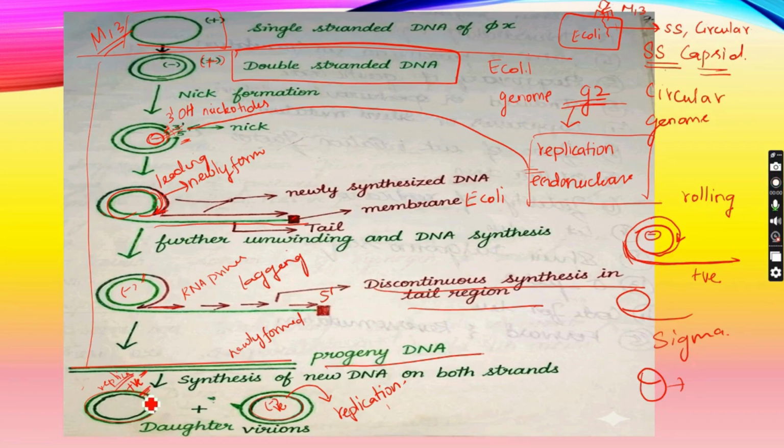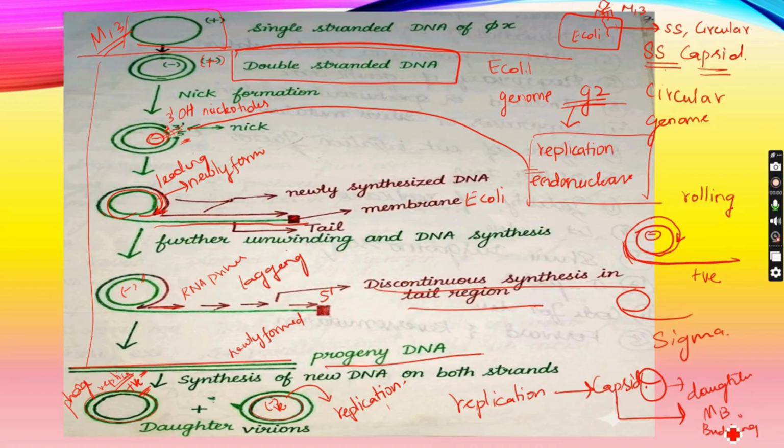This newly formed positive strand is going to be assembled into the capsid and lead to formation of phage. After the replication has ended, it is assembled into the capsid. From the capsid, it leads to the formation of daughter phages, daughter M13 phages. After the daughter M13 phages are formed, they get released from the E. coli by budding without lysis. Therefore, it is known as a non-lytic cycle.